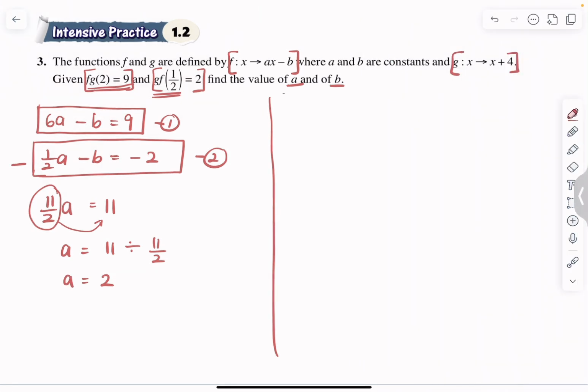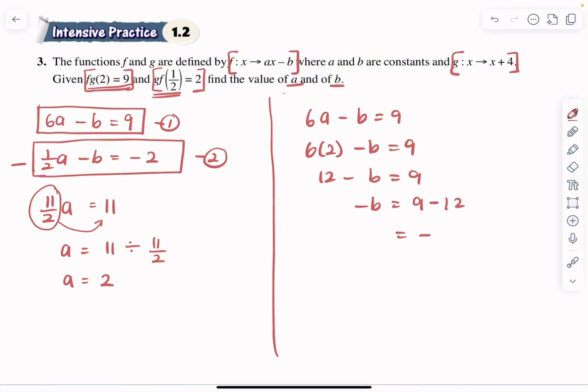And then you can sub this into the first equation or the second equation. So 6 times 2 minus b is 9. 12 minus b is 9. Negative b is 9 minus 12. 9 minus 12 is negative 3. Therefore, b is 3. That's all.